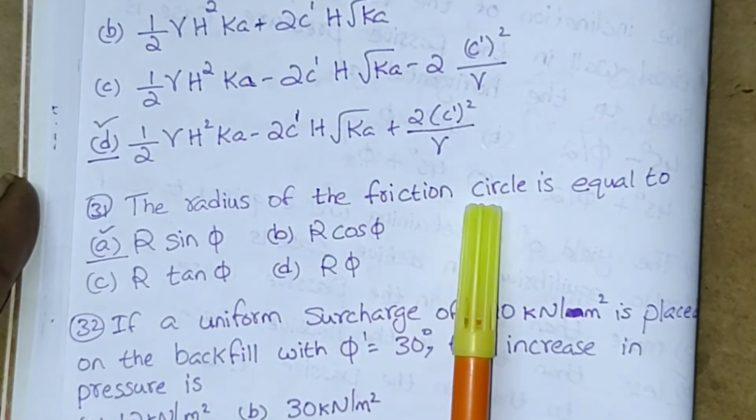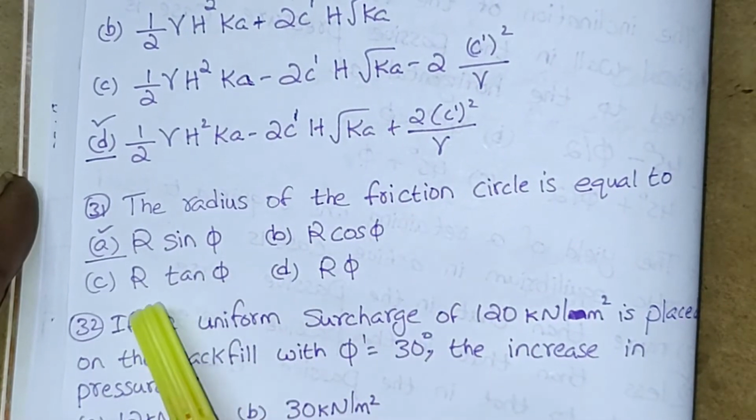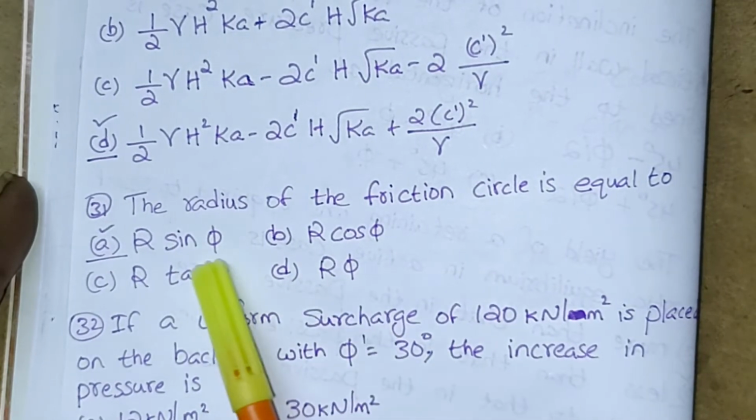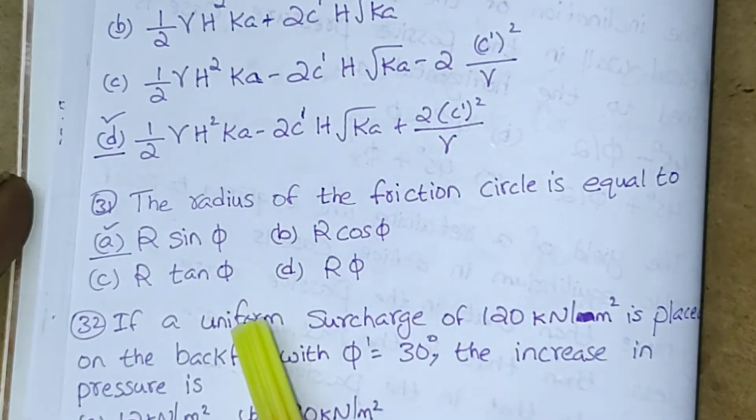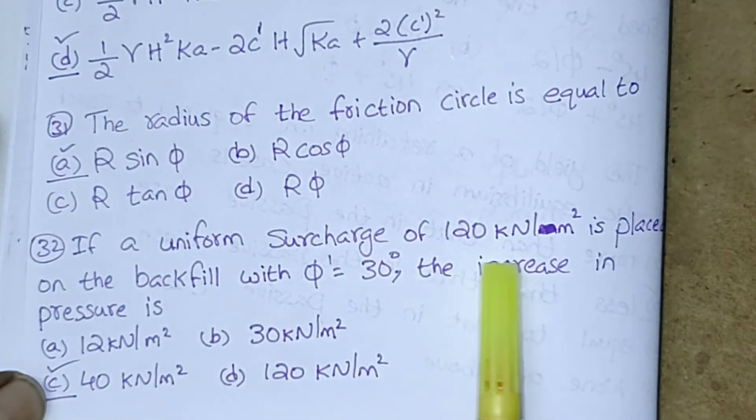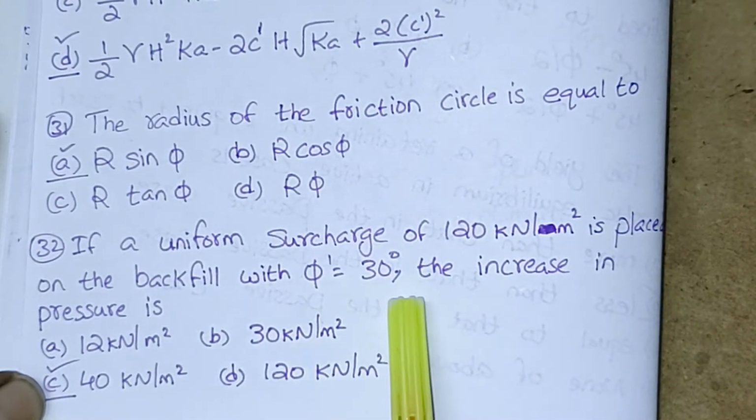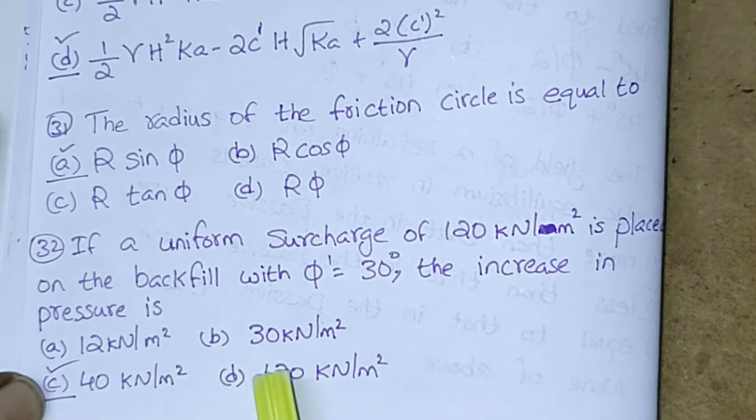The radius of the friction circle is equal to r sin phi, r cos phi, r tan phi, r into phi. So the right answer is r sin phi. Next, if a uniform surcharge of 120 kilonewton per meter square is placed on the backfill with phi equal to 30 degrees, the increase in pressure is 12 kilonewton per meter square, 30 kilonewton per meter square, 40 kilonewton per meter square, 120 kilonewton per meter square. So the correct answer is 40 kilonewton per meter square.